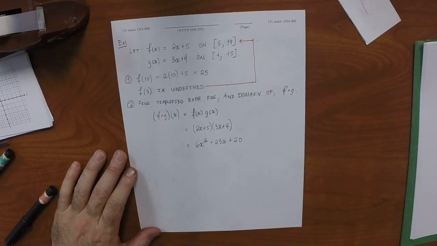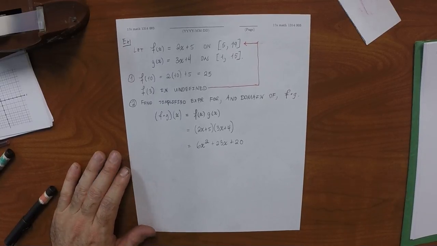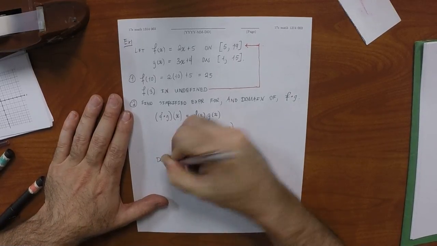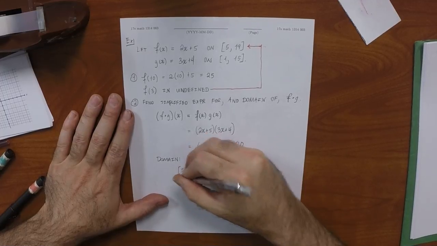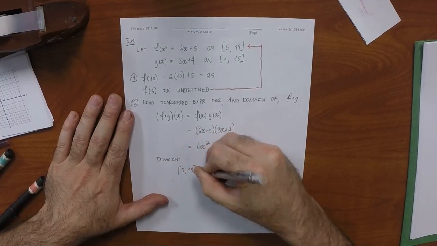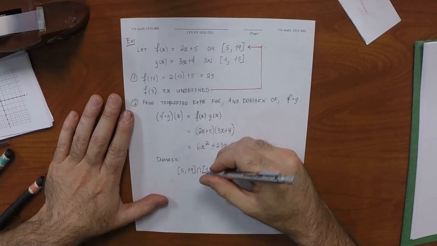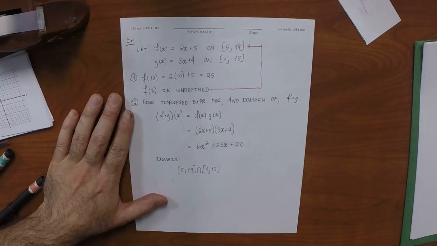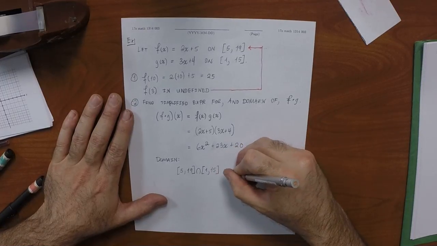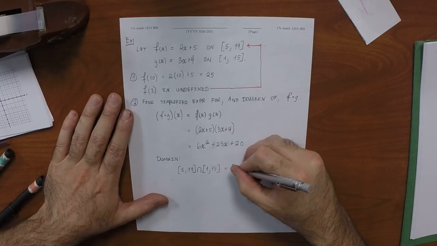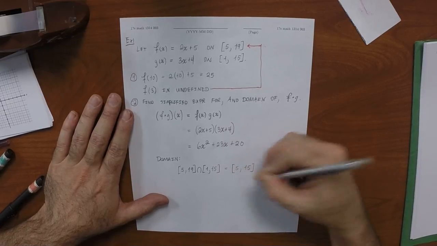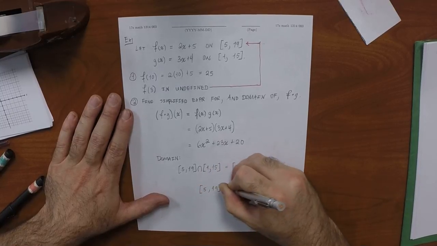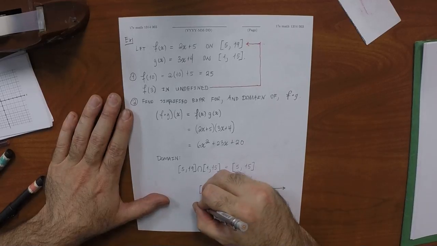So what is the domain then? 5 to 15. Because the domain can be calculated as 5 to 19 intersect 1 to 15. And when you've done enough of these and you get accustomed to it, then you can say, ah, well, this is just 5 to 15. But it still helps to remember how you can calculate this without brain magic.